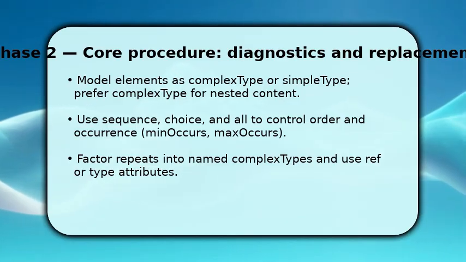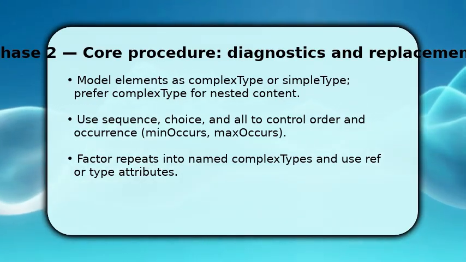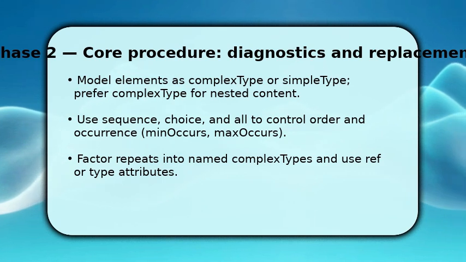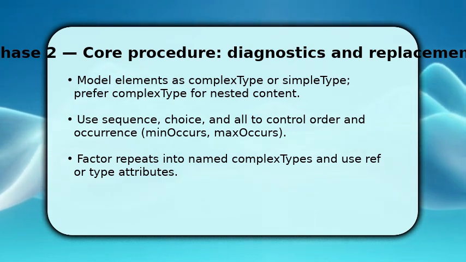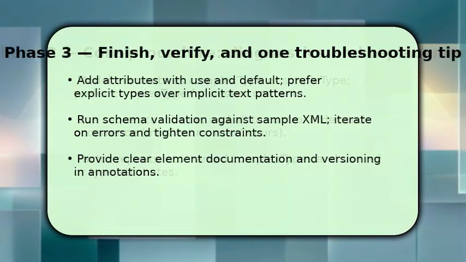Once defined, attach simple type restrictions for formats like patterns or enumerations. Make sure to document assumptions inline. This explains why choices were made and makes maintenance straightforward when requirements change.